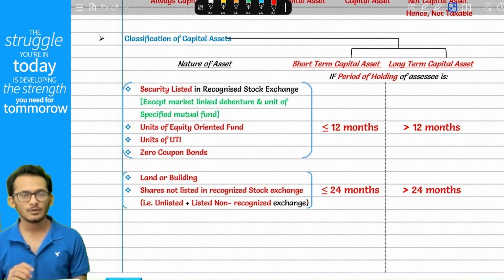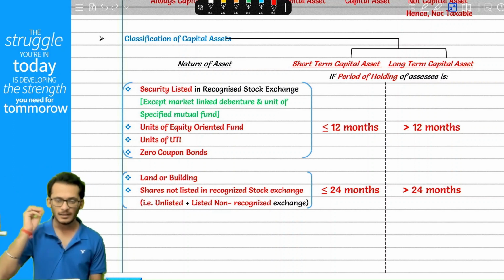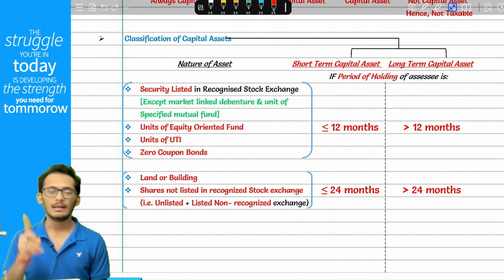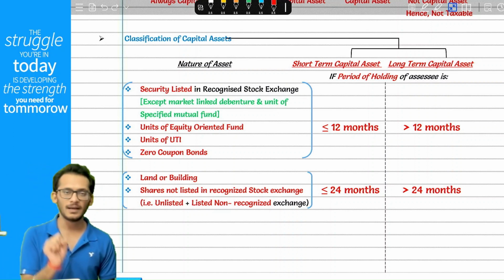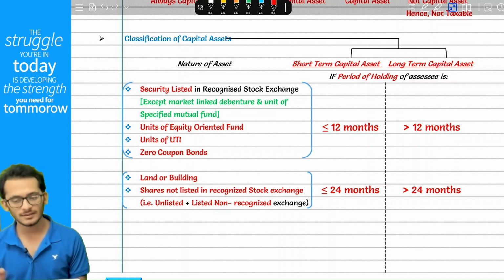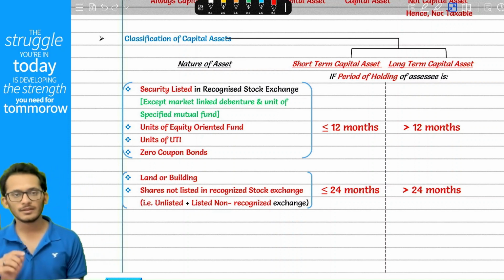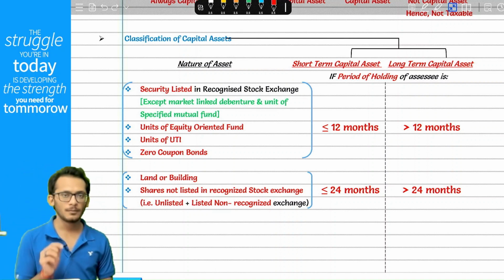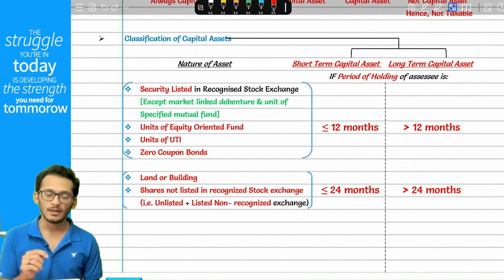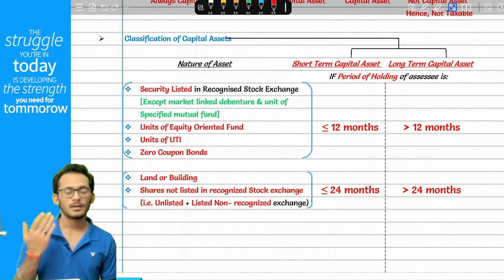Income tax has said you classify your assets into 3 buckets: 12 months, 24 months, 36 months. 12 months comprises listed securities except for market linked debentures and specified mutual funds, which is an amendment for the current year. Then units of equity oriented funds, units of UTI, and zero coupon bonds. You need to have a period of holding of 12 months or less to be short term. Anything more than 12 months is long term.